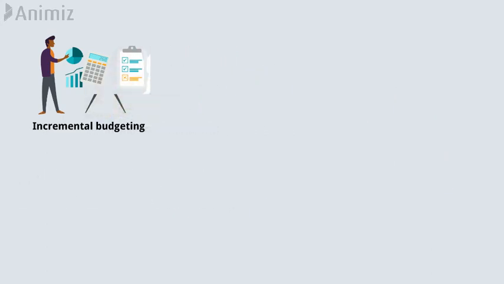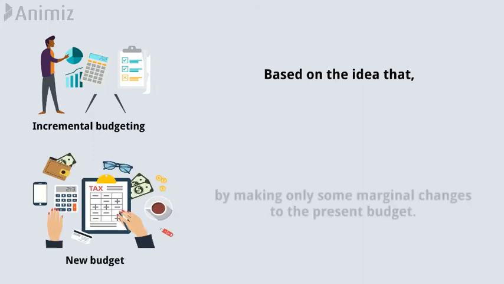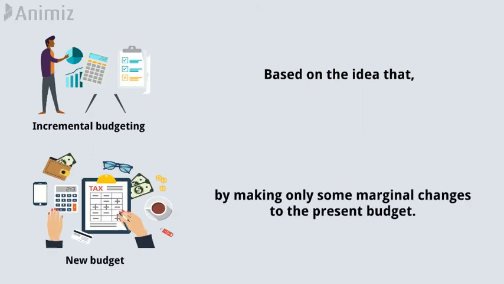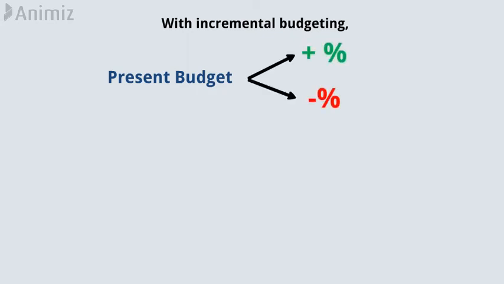Incremental budgeting is a budgeting process that is based on the idea that a new budget can be developed by making only some marginal changes to the present budget. With incremental budgeting, we use the present budget as a base to which incremental assumptions are added or deducted from the base amounts, to fix new budget amounts.